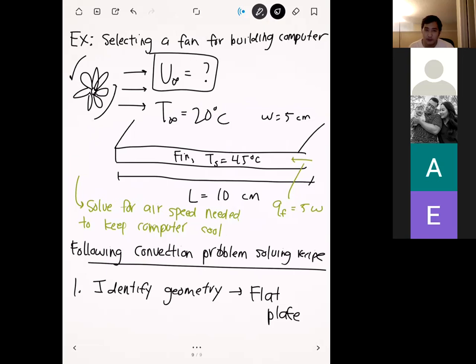And so in the image you see we have a fan that's blowing air over our computer chip, which we're just assuming is a flat plate. Okay. And so that's simple enough. And so now that we've identified the geometry, now we need to start looking up the fluid properties. All right, so step 2 is determine the film temperature and look up the properties.